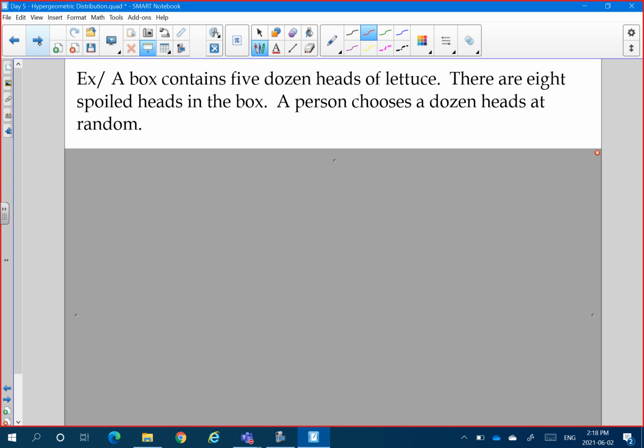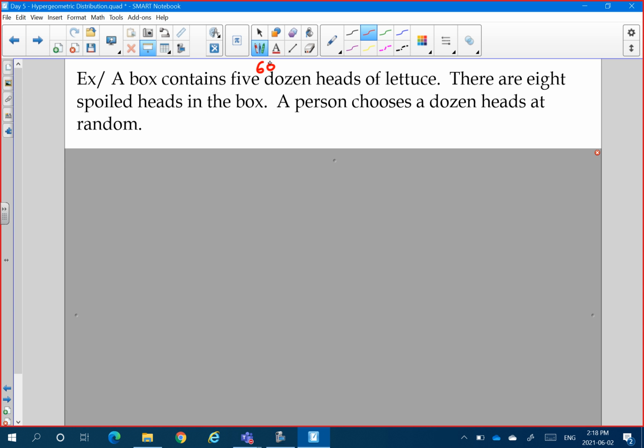Alright, let's look at another one here. A box contains 60, 5 dozen, heads of lettuce. There are 60 heads of lettuce. There are 8 spoiled heads in this box. A person chooses a dozen at random.